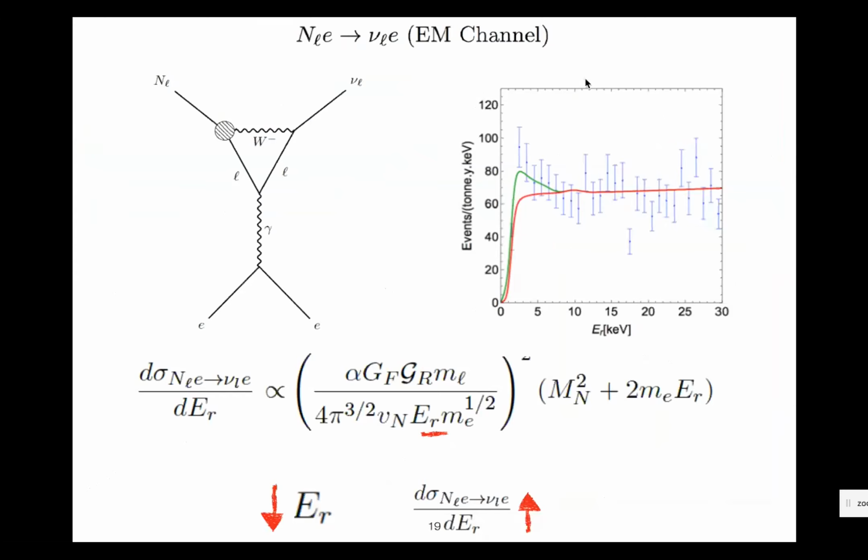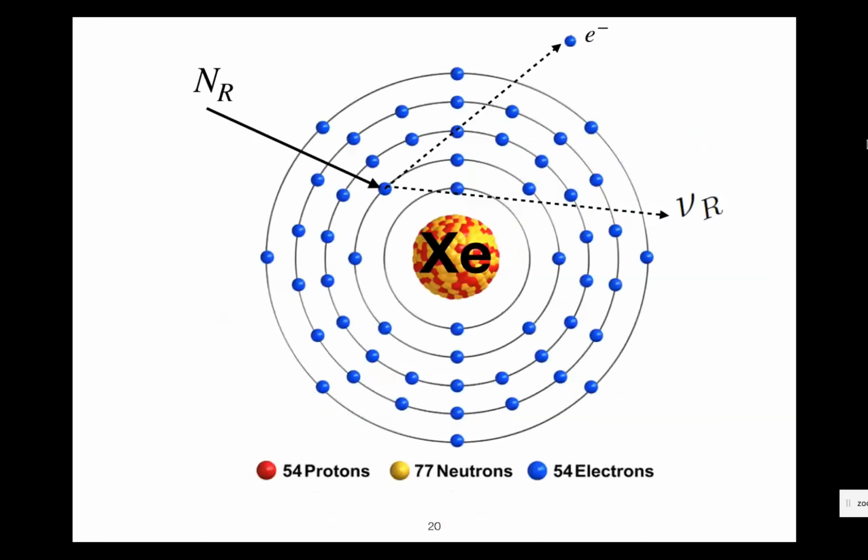Interestingly, you can see this energy dependence. When you go to the low energy, you got some enhancement. So it gives some hint to explain this enhancement in the xenon signal.